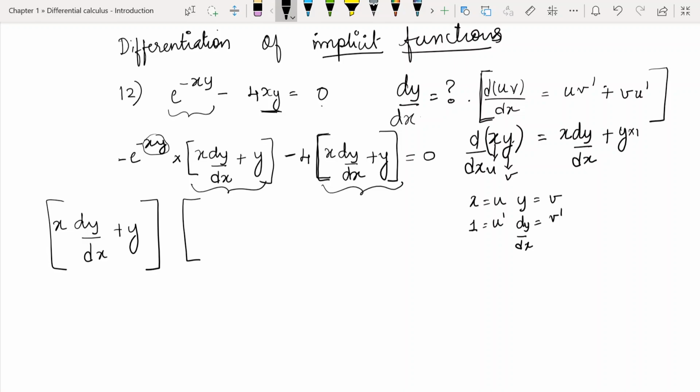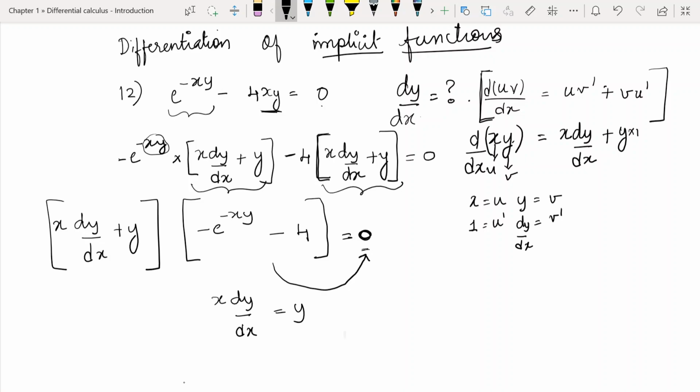Write down the remaining terms, which is this term minus e power minus xy minus 4 is equal to 0. This equal to 0 is a very useful thing for us. You know why? In the next step, we'll be taking this to the other side. Then it becomes a 0. It vanishes along with the 0, because on the other side it becomes 0 divided by this term, and therefore this term becomes 0. So what you will be left with is only x dy by dx is equal to y.